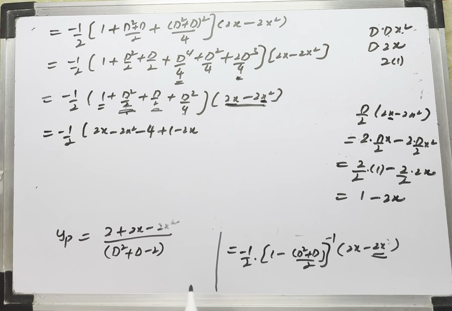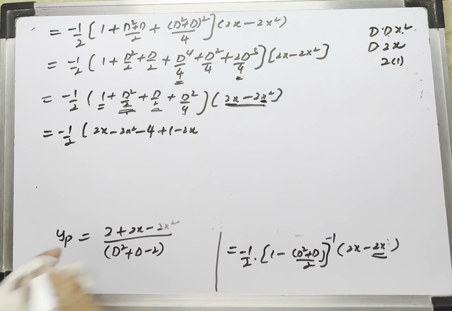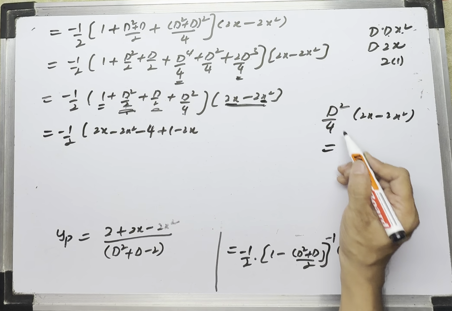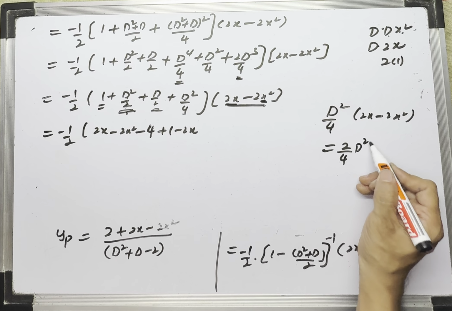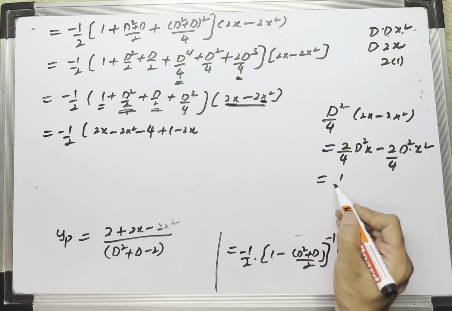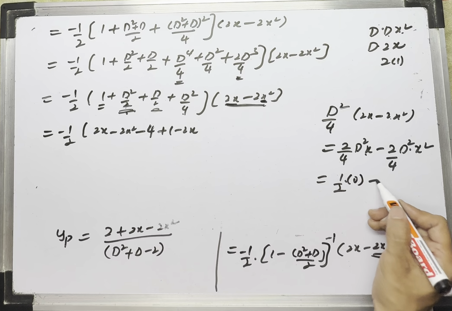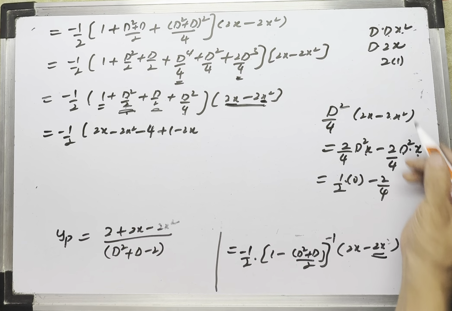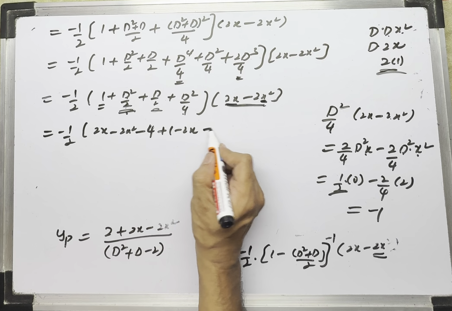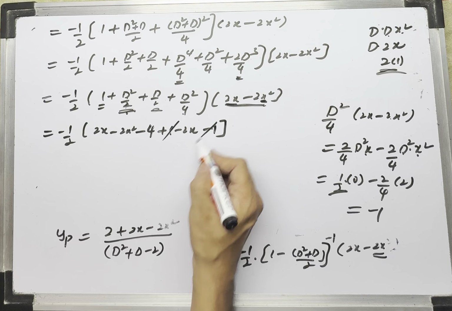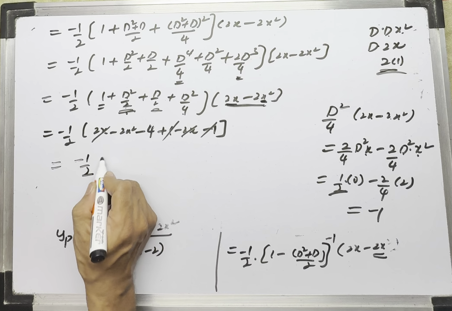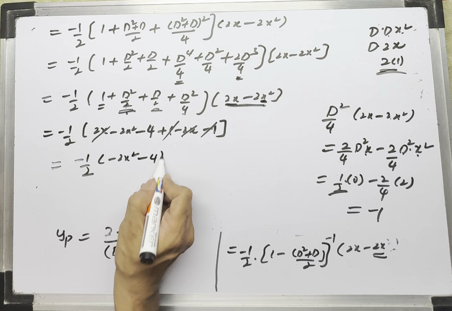Now 2 times differentiating 2x minus 2x square. Check once again. D square by 4 is there, 2x minus 2x square. What I'll do, I'll take this 2 outside, D square for x. Then I'll take this 2 outside, D square for x square. 4 is there in the denominator. This is 1 by 2, differentiating 2 times is 0. This is 2 by 4, differentiating 2 times x square is how much? 2. So this will be 0 minus 4 by 4, minus 1. So this one is minus 1. So plus 1 minus 1 cancelled, plus 2x minus 2x cancelled. What did I get? Minus 1 by 2 minus 2x square minus 4.